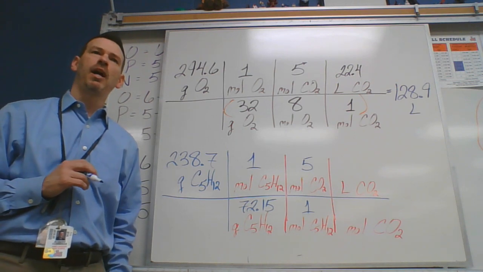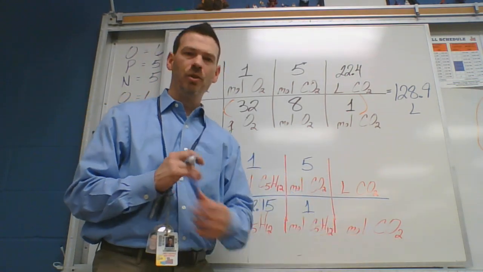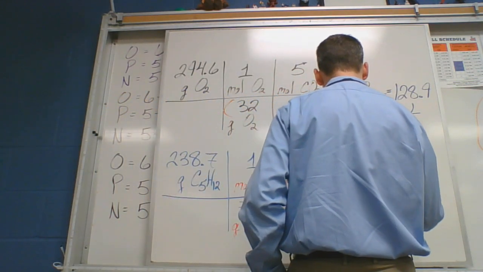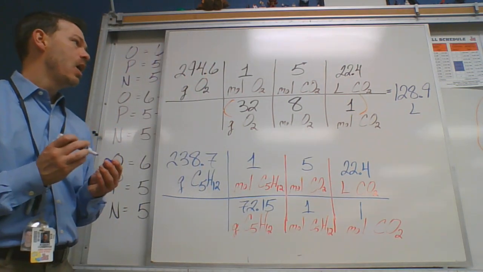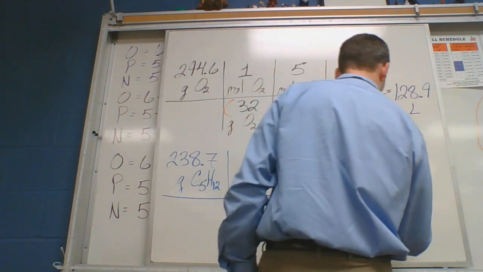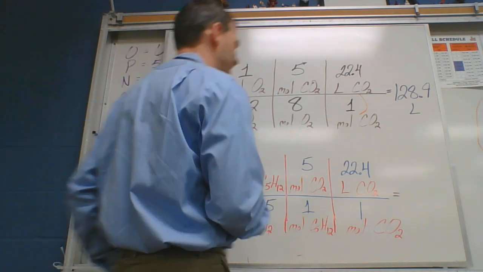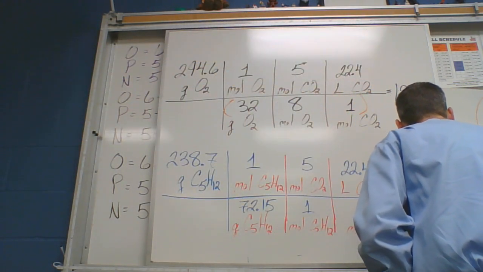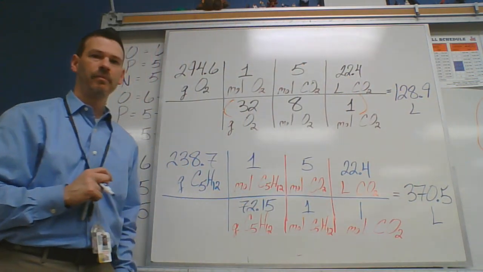Do not put your stuff away. We still have to draw a conclusion. It's not moles over moles. Therefore, back to conversion factors, 22.4 over 1, based on liters and moles. When I run that grid, I get a final answer of 370.5 liters of carbon dioxide.